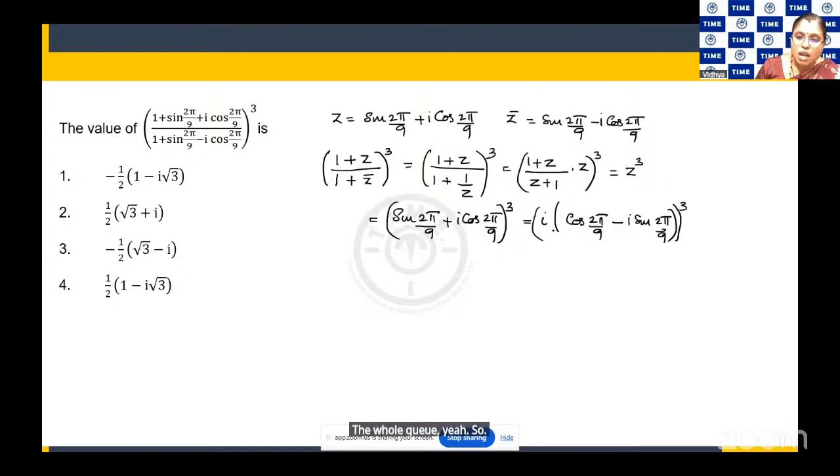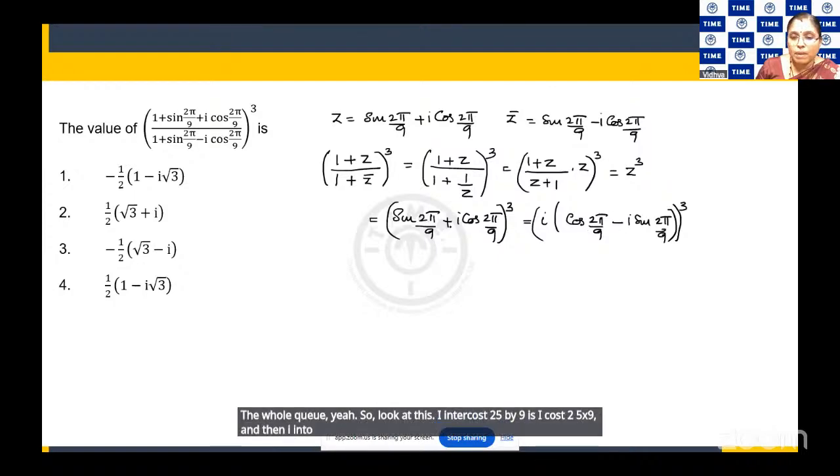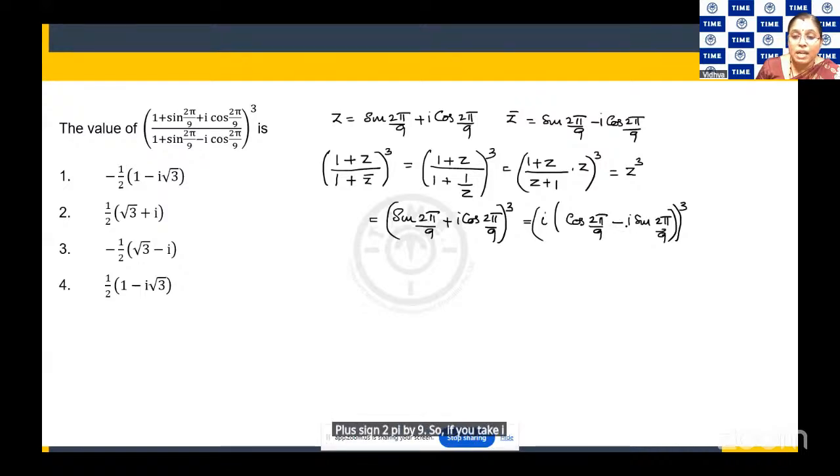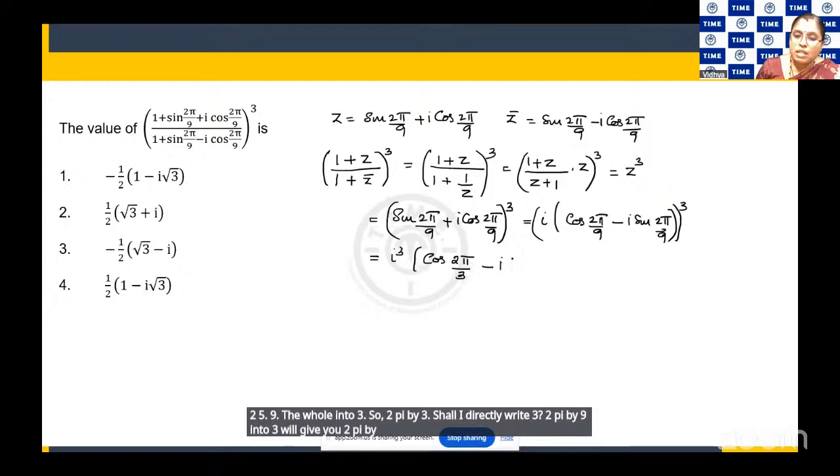So look at this. i into cos 2 pi by 9 is i cos 2 pi by 9, and then i into negative i will become plus sine 2 pi by 9. So if you take i outside, this will become minus. So now i cube into cos 2 pi by 9, the whole into 3. So 2 pi by 9 into 3 will give you 2 pi by 3 minus i sine 2 pi by 3.